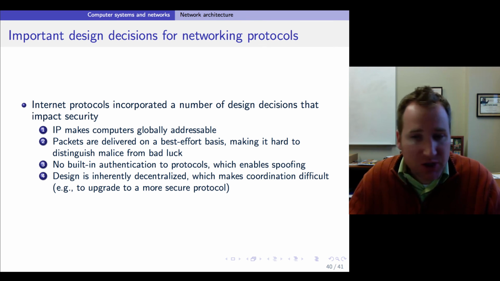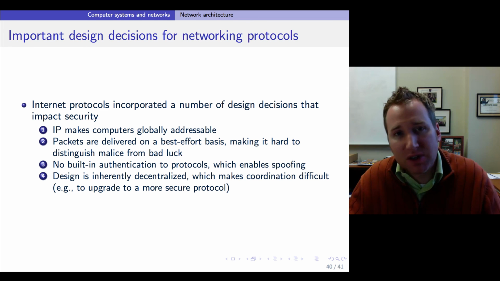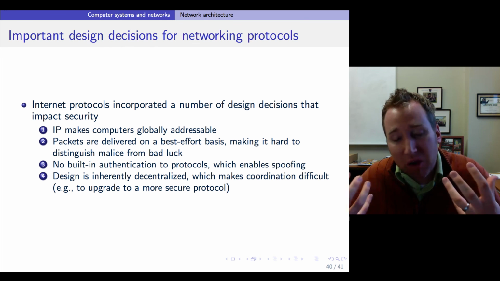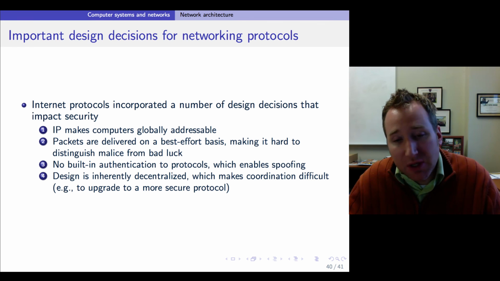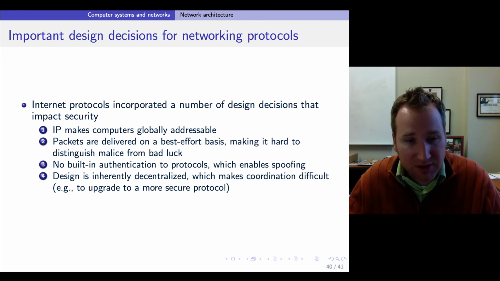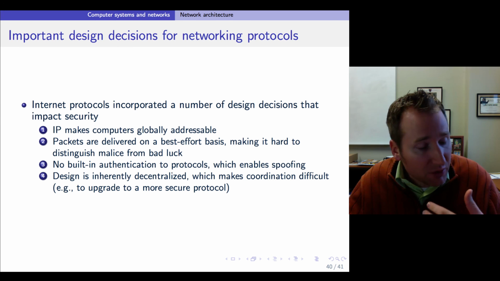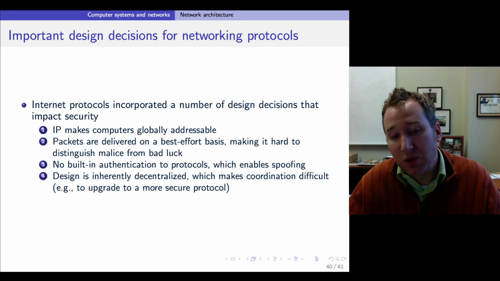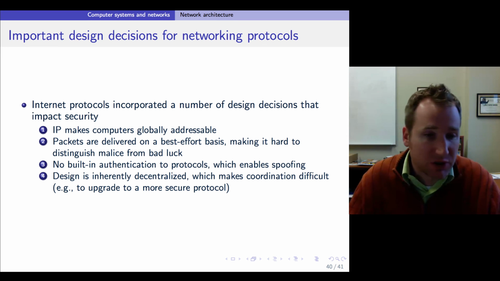There are no built-in authentication protocols, which makes spoofing possible, and this design itself is inherently decentralized, in that you have these autonomous networks which have their own management structure and their own control, and so any attempt to coordinate overall responses within the internet is very difficult, and often fails. And so while there have been many proposals for more secure versions of many of the protocols I just talked about, it can be very hard to coordinate upgrading to the more secure versions because of this decentralized nature.